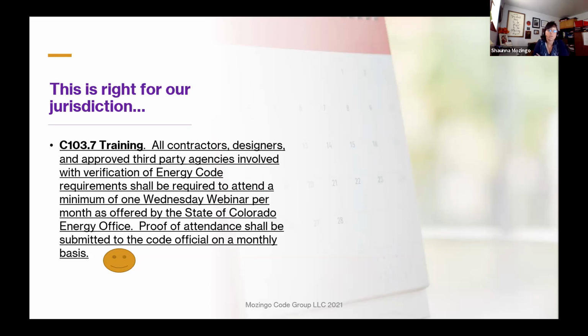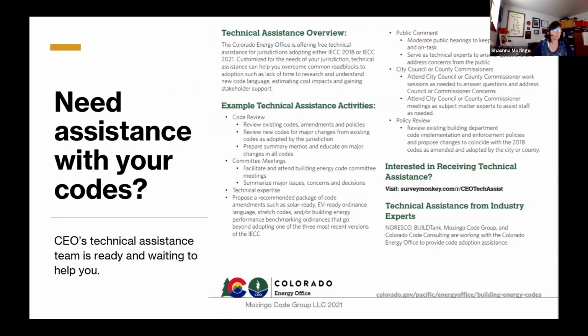So we could write that into the code, right? It's underlined text. This is what we want, and we're specific about it. And so maybe that's what we want for us. We want some training for our designers and our contractors and our third party on top of what our code officials are getting. So those are just some things that you can write into the code.